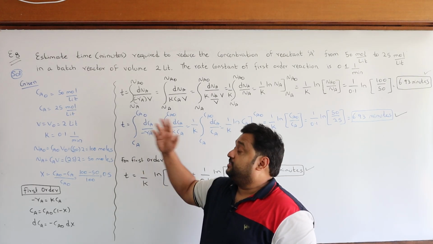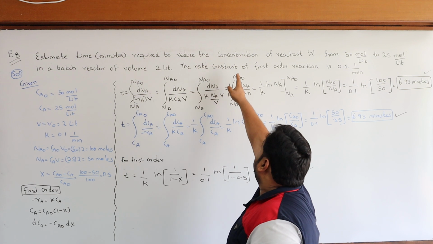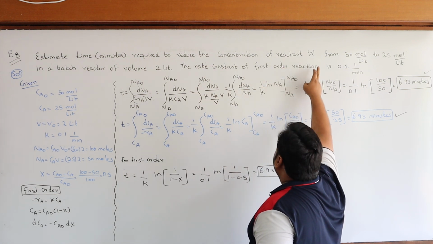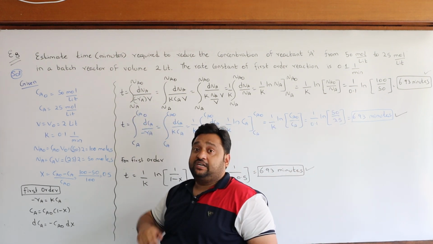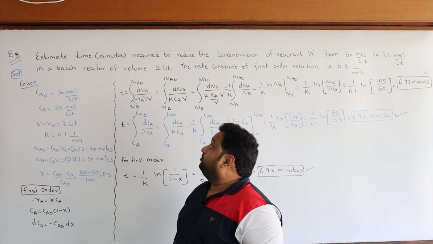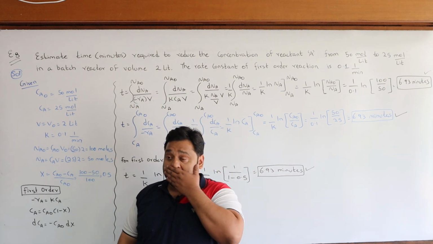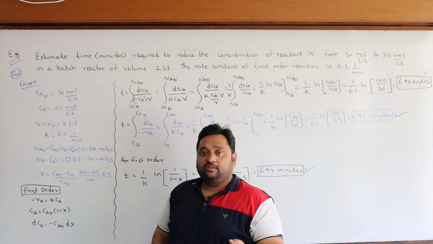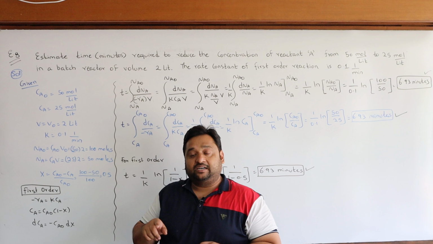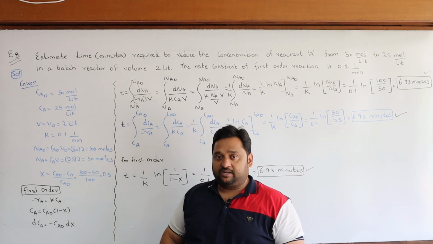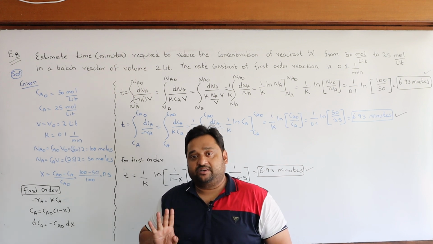Let us solve the example so it will be more clear. Estimate the time required to reduce the concentration of the reactant A from 50 mole per liter to 25 mole per liter in a batch reactor of volume 2 liters. The rate constant of the first order reaction is 0.1 per minute. That means they have already provided the initial concentration of A in the reactor, 50 mole per liter, and to reduce it to 25 mole per liter, how much time is required in a batch reactor.